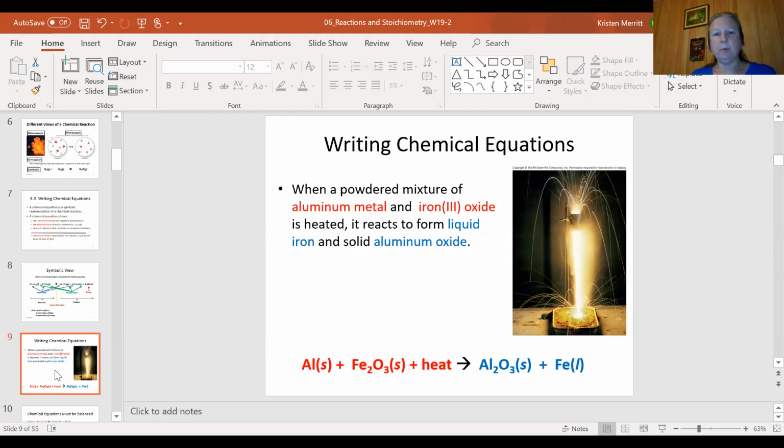So here's an example, and we're going to balance this equation. But if you say with words, when you mix a powdered mixture, so this is powdered means it's a solid.